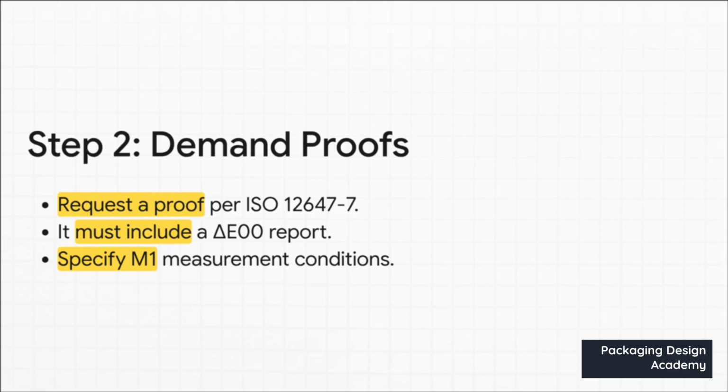Step 2, and this is where you really take charge. Never, ever accept a proof that doesn't have data attached. You need to ask for, no, demand a contract proof that's certified to the ISO standard, and it has to come with that verification report showing the delta E scores. Oh, and make sure you specify that it was all measured under M1 conditions.